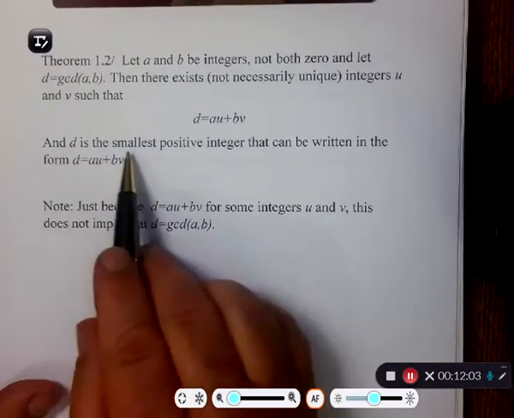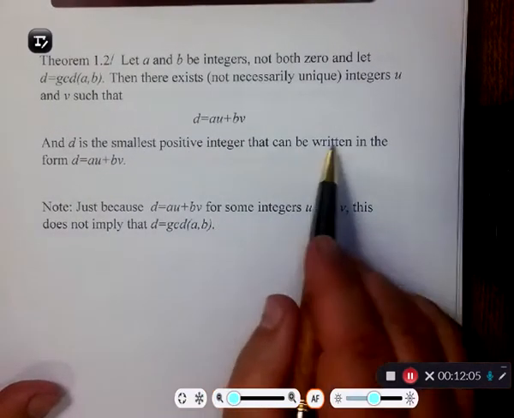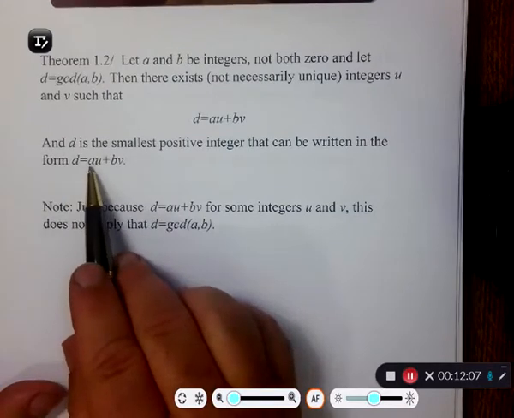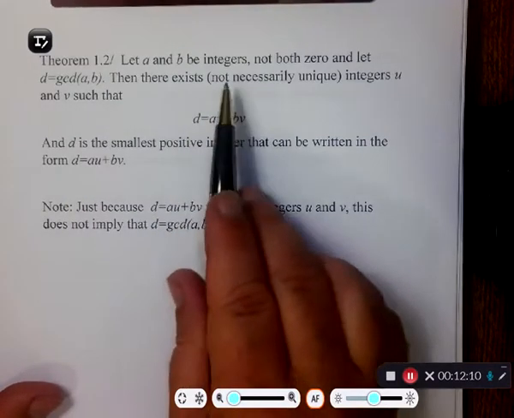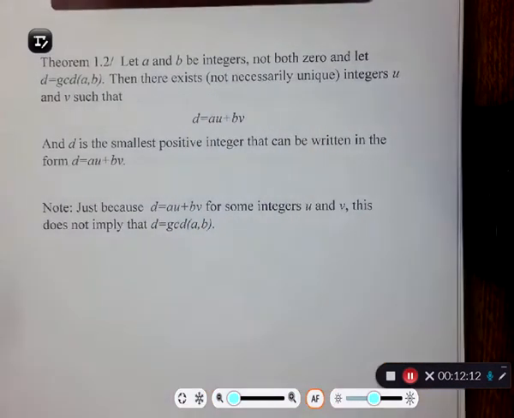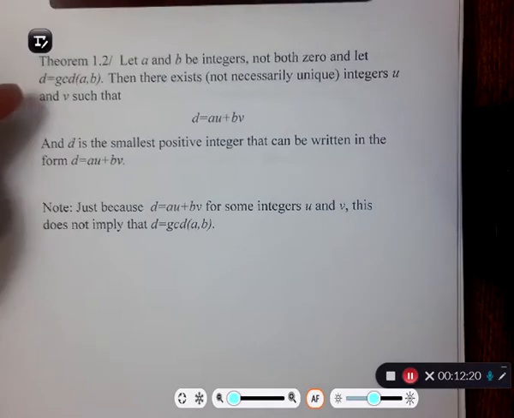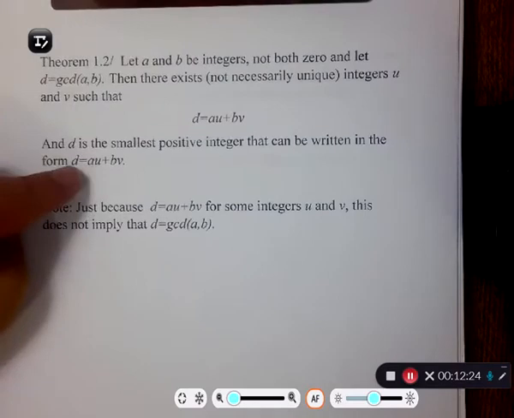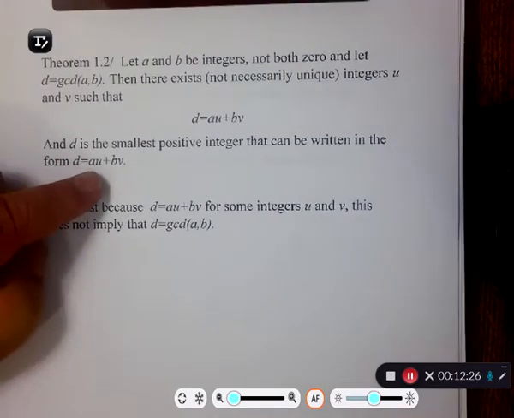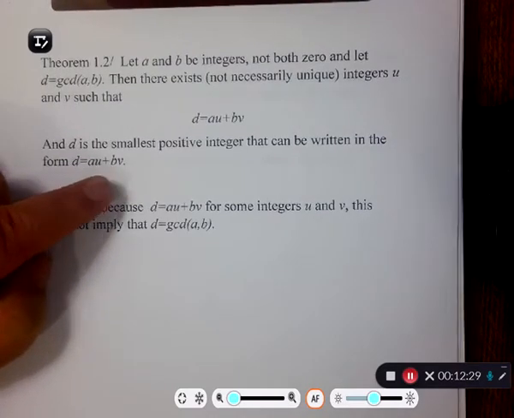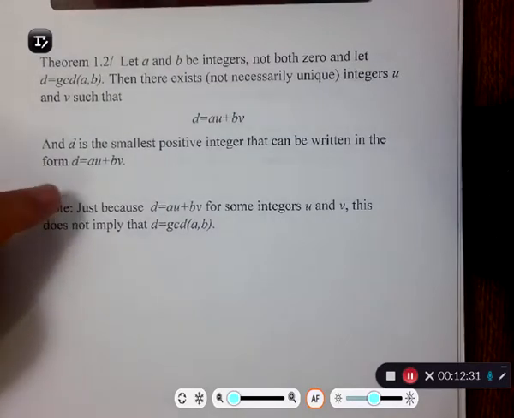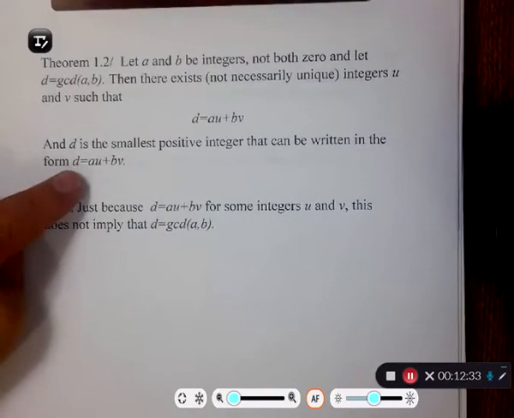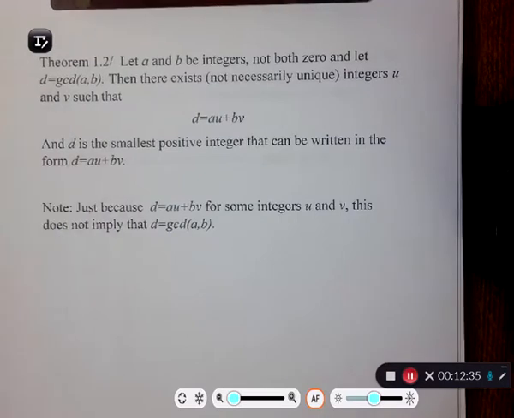And D is the smallest positive integer that can be written in the form of D equals AU plus BV. Because in terms of that greatest common divisor, to be greatest, remember divisors can be positive or negative, but since positives are bigger than negatives, a GCD is always going to be a positive integer. So this positive integer D is equal to A times some integer U plus B times some integer V. And D is going to be the biggest factor of both A and B that can be written like this.